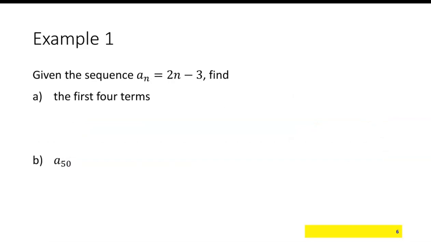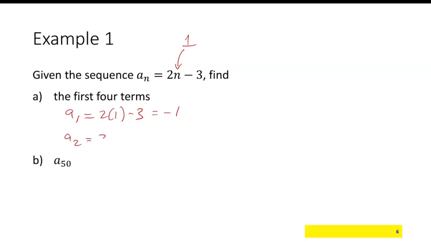All right, so for example, let's say my sequence is given by this formula, a sub n is 2n minus 3. If I want to find the first 4 terms, I start off with a sub 1. What I do is put in 1 where that n was. So this will be 2 times 1 minus 3, which is 2 minus 3, or negative 1.